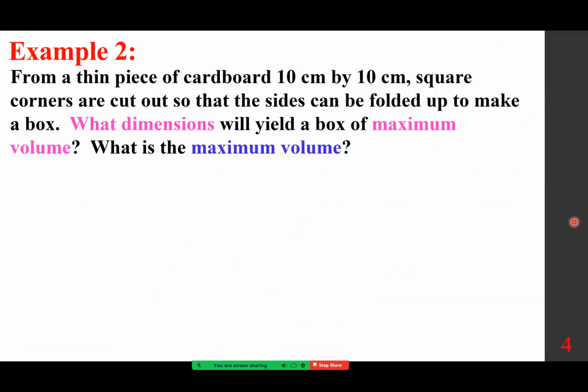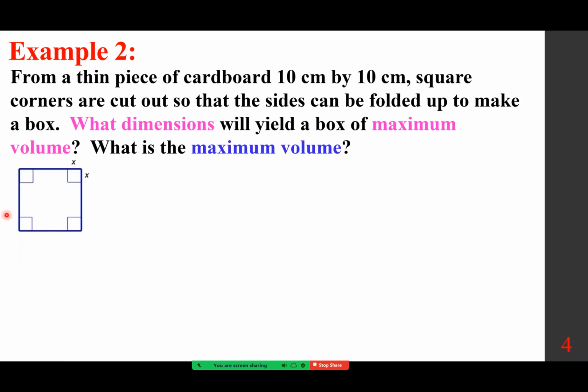Another example: from a thin piece of cardboard, 10 by 10 centimeters, square corners are cut out so that the sides can be folded up to make a box. What dimensions will give you a box of maximum volume? What is the maximum volume? So let's look at this example.